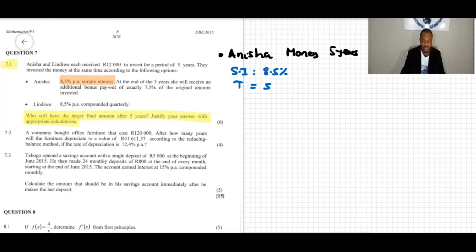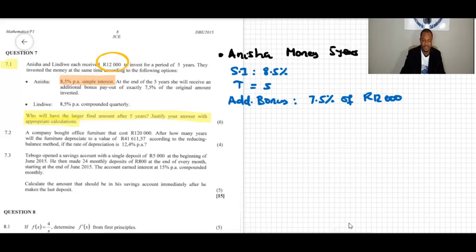So additional bonus, I'm writing here, additional bonus, 7.5% of the original amount. The original amount is 12,000 rand. So 7.5% of 12,000 rand. All right, so we can calculate this.